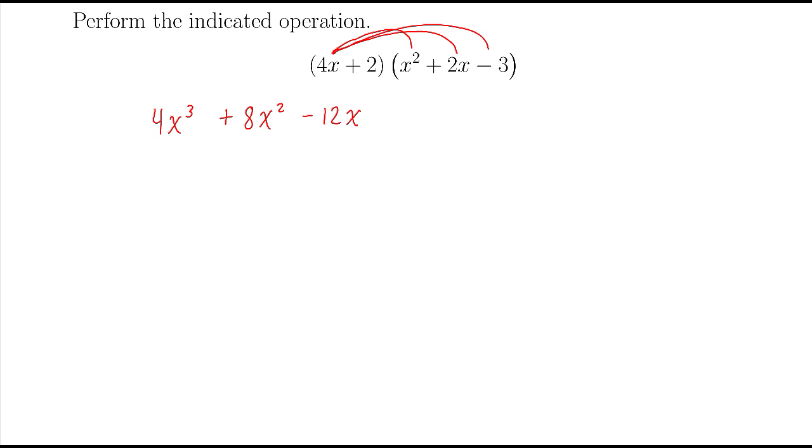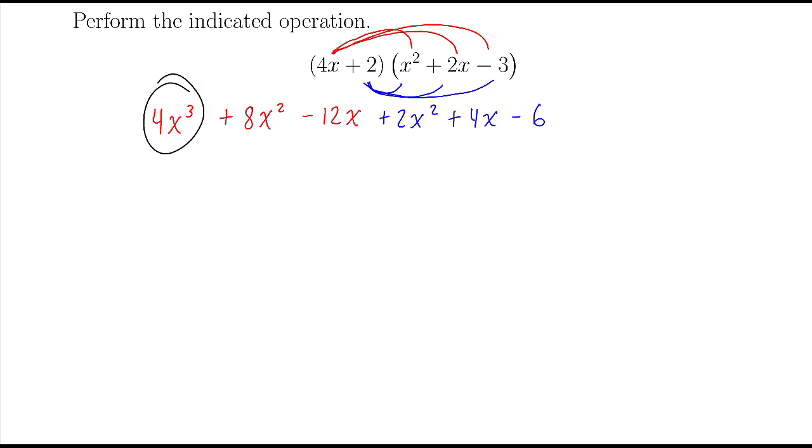Now let's deal with 2. 2 times x squared is going to be 2x squared. I put a plus because it's positive. Okay, 2 times 2x is 4x. 2 times negative 3 is negative 6. Okay, so now we're going to look for like terms.